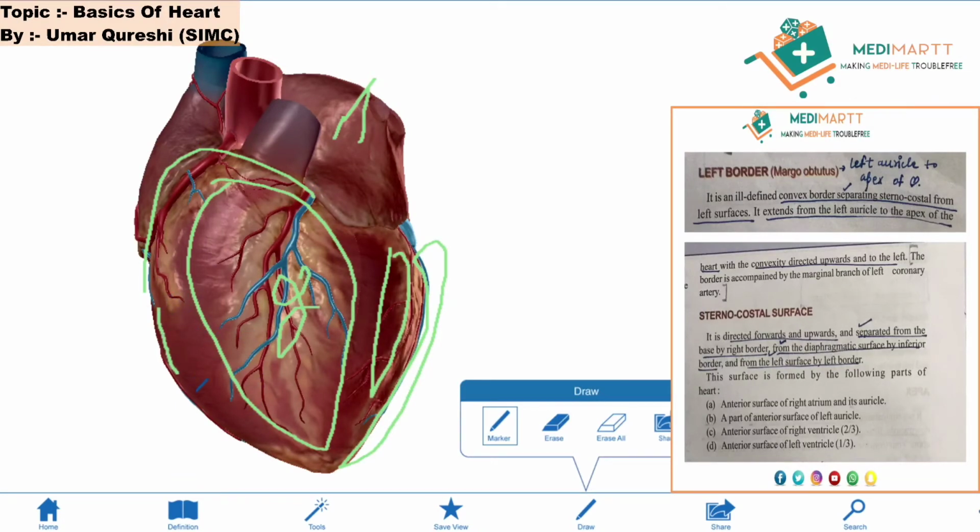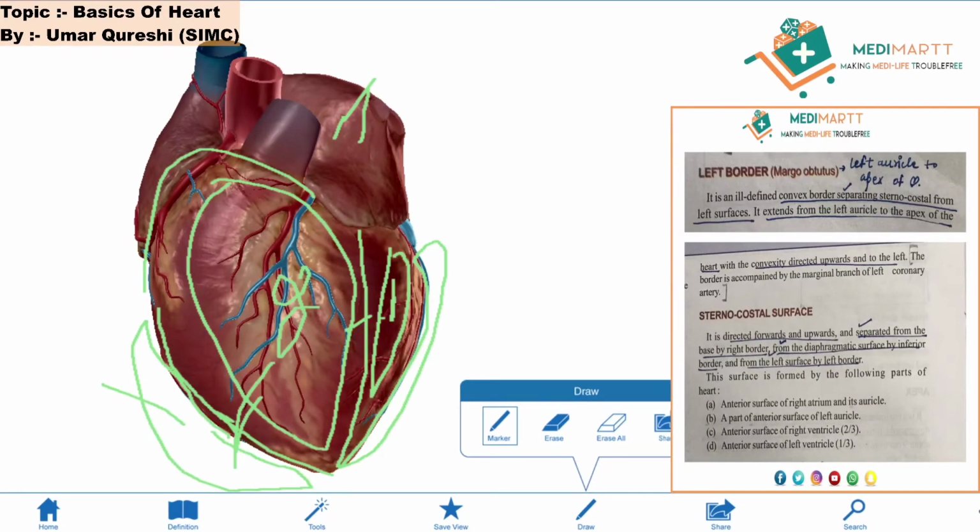As we all know, here is the inferior border, so it is separating these two. At the posterior side is the diaphragmatic surface, so this inferior border is separating these two. And from the left surface by the left border. This is the left surface, and this is the left border, so with the help of the left border it is separated from the left surface. Okay, so that is the point.